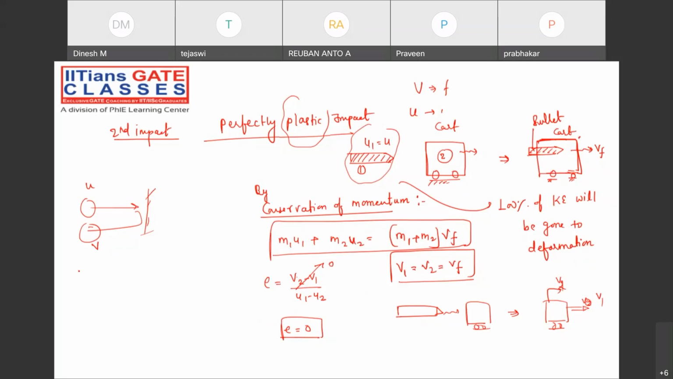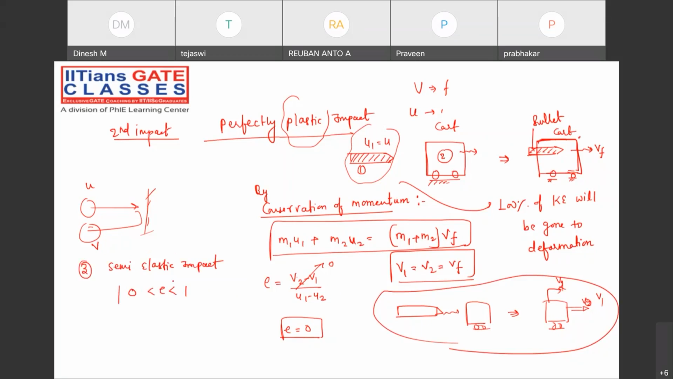Note down the last, third impact, semi-elastic impact. This one, I'm talking about this scenario, semi-elastic impact. In this case, the E value can be from 0 to 1. It may be 0.75, 0.25, anything is possible, right?